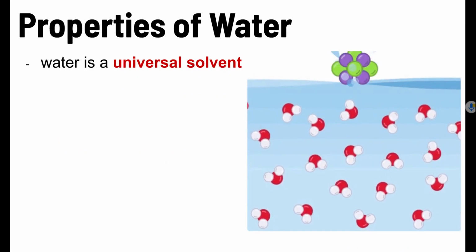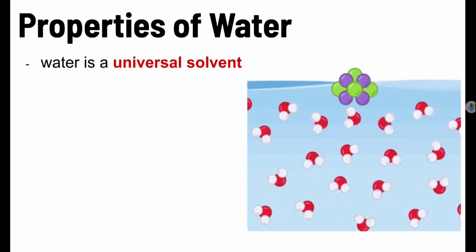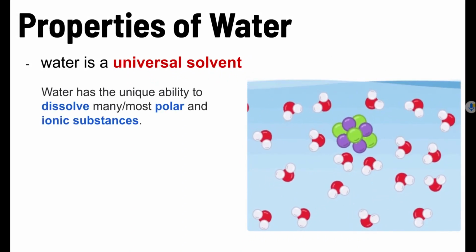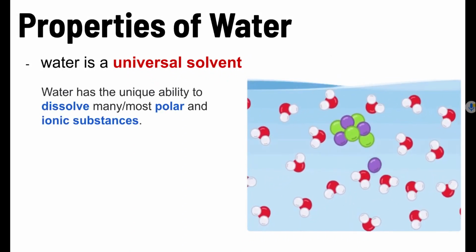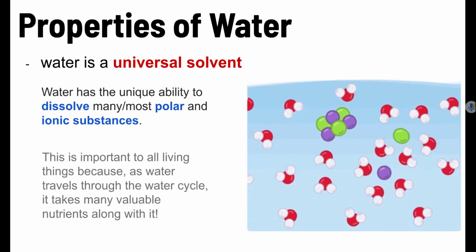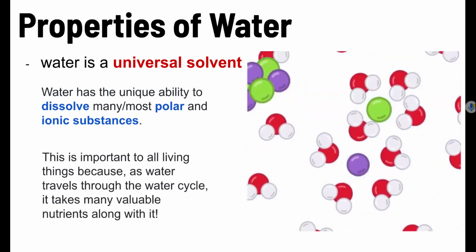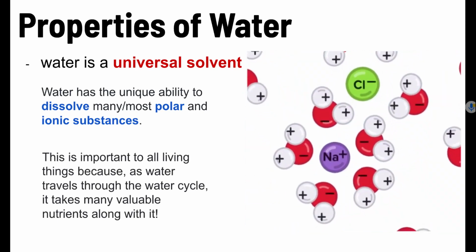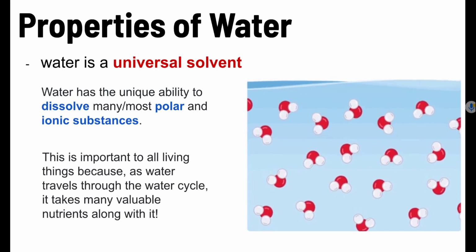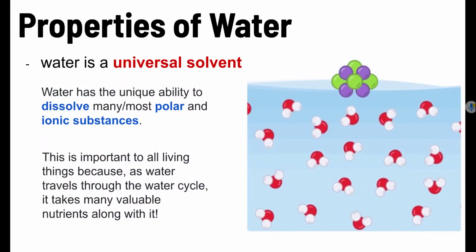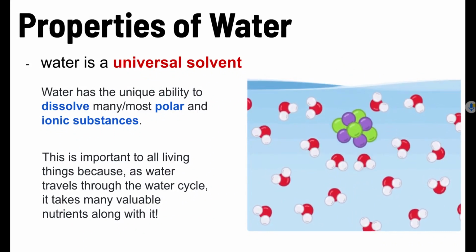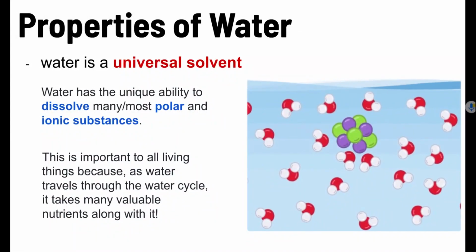Now let's move to the second property of water. Water is a universal solvent. Water has the unique ability to dissolve many, maybe even most, polar and ionic substances. And this is important to all living things because as water travels through the water cycle, it takes many valuable nutrients along with it.